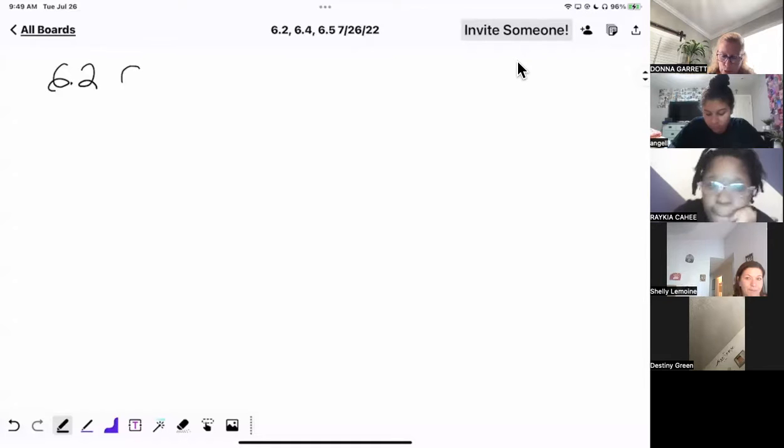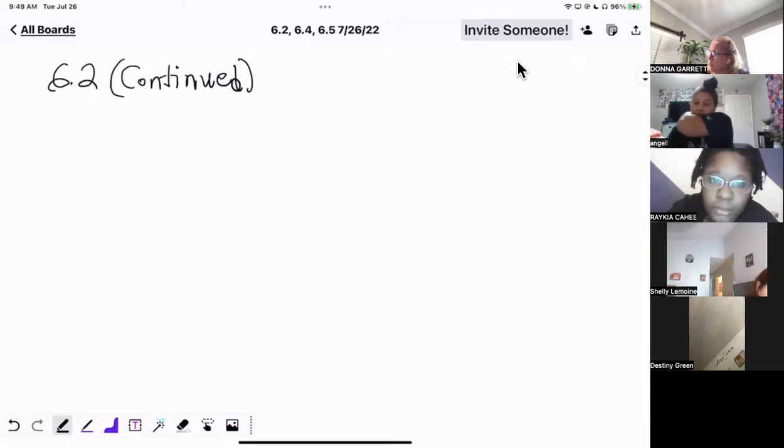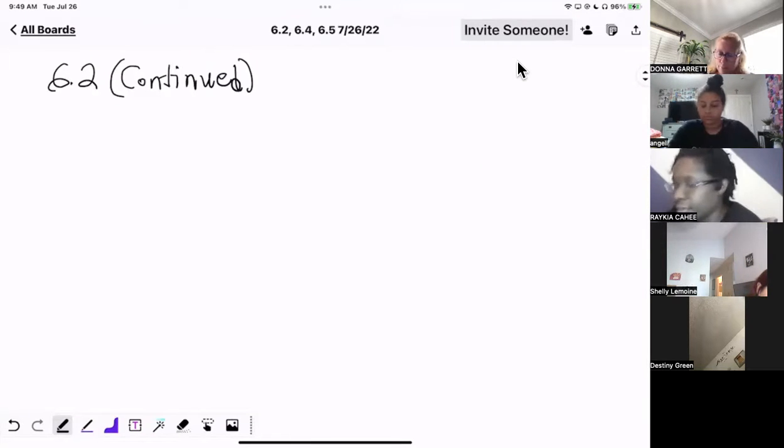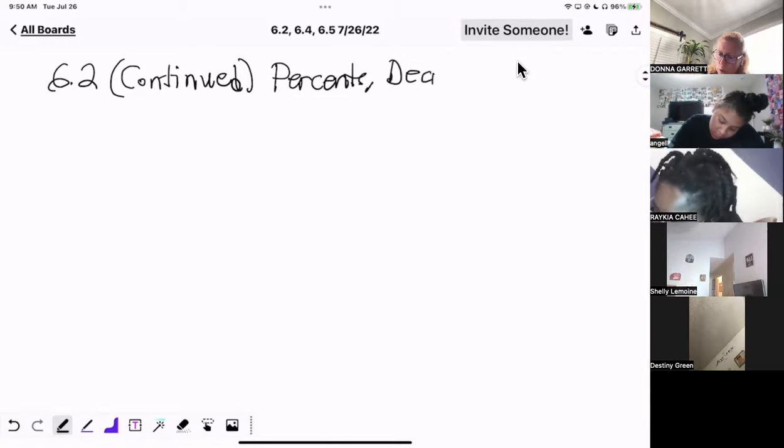Go. 6-2 continued. And that was percents, decimals, fractions. Percents, decimals, fractions.